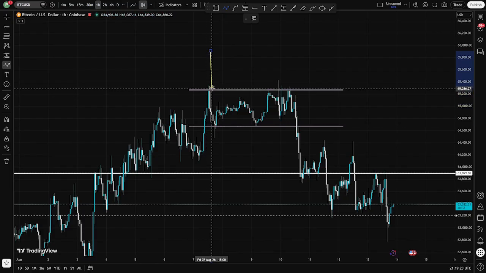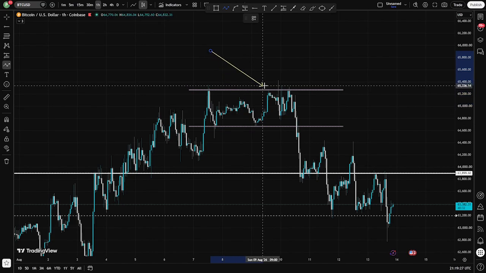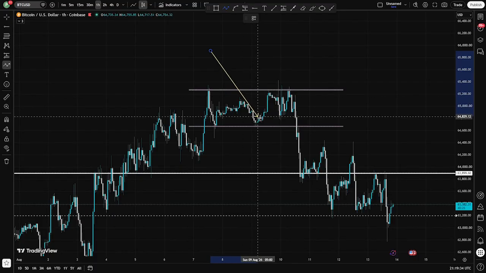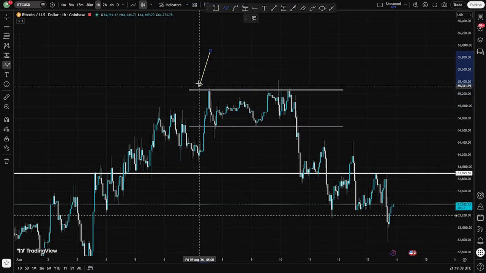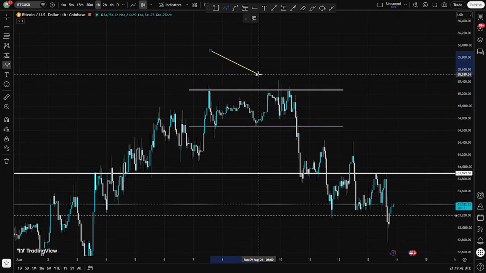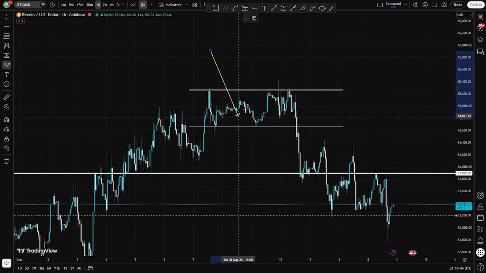It came down because there was this level of sellers, so it wanted to grab liquidity so that it can break that level of sellers, but it wasn't able to break that level of sellers because they came in much stronger. So this price action is usually not normal, and you should mark the area between the level of sellers and the level of buyers, and then just wait for price to break any one of them.